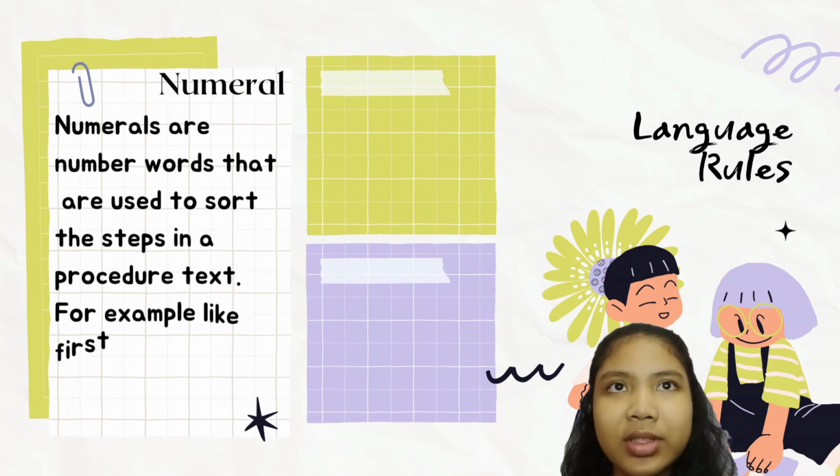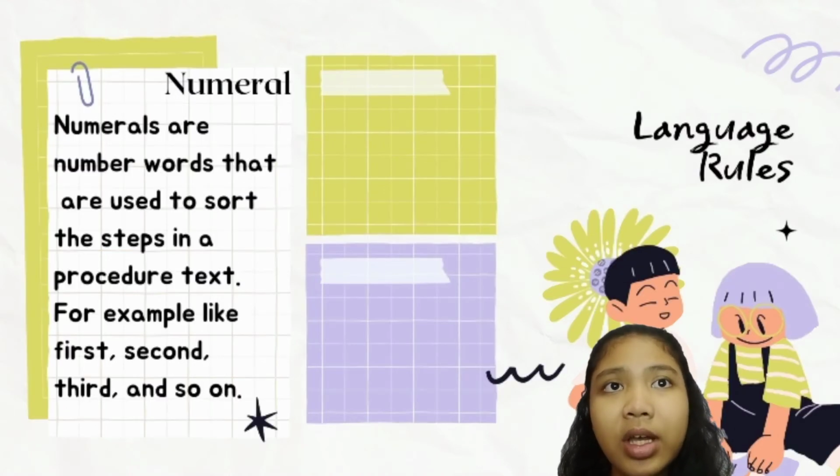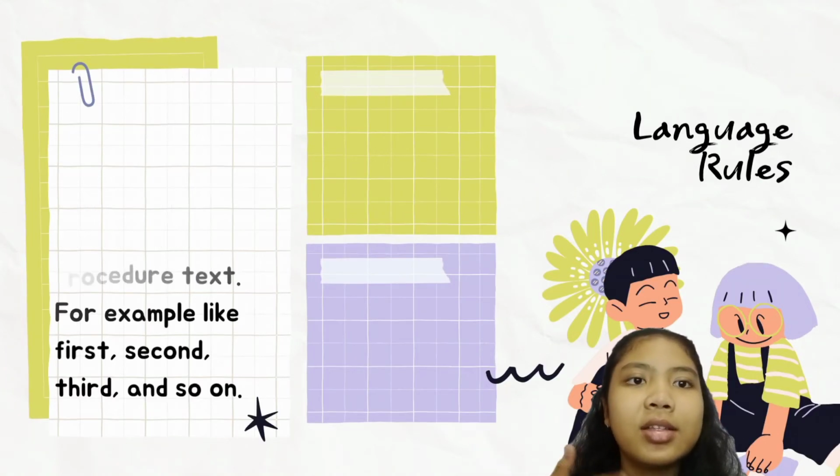The next linguistic rule is numerals. Numerals are number words that are used to sort the steps in a procedure text. For example, like first, second, third, and so on.